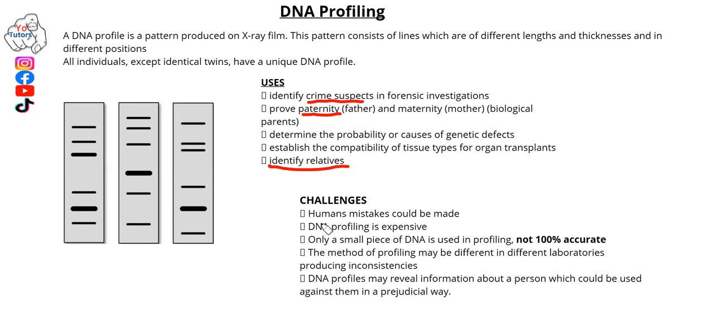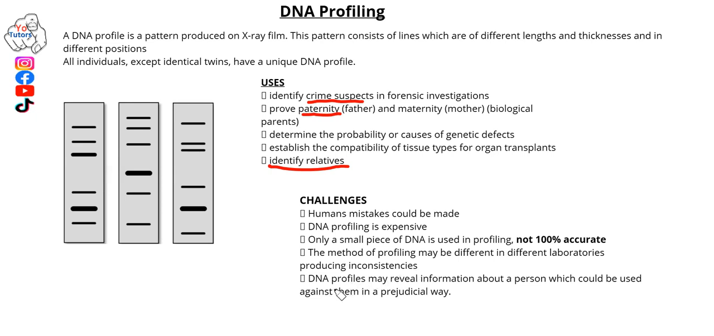What are the challenges? Remember, it's people who are in the laboratory doing these things, and people can make mistakes. So that's why we're saying human mistakes. DNA profiling is expensive, so not everyone is able to say, okay, I'm not sure if the child is mine, because sometimes you don't have enough money to pay for the paternity test. Also, only a small piece of DNA is used, so it's not 100% accurate. Once a process is not 100% accurate, we cannot rely on it 100%. The method of profiling may be different in different laboratories, producing inconsistencies.